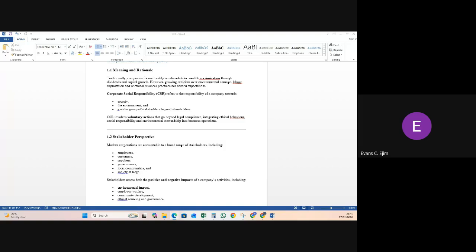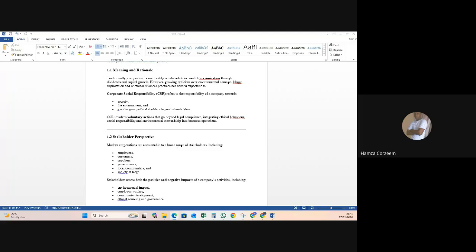Yes, sir. So let's do it this way. You have to mention the stakeholder and tell us what that stakeholder wants from an organization. And who is a stakeholder? Let's start with the definition of a stakeholder. Who is a stakeholder? Anyone?